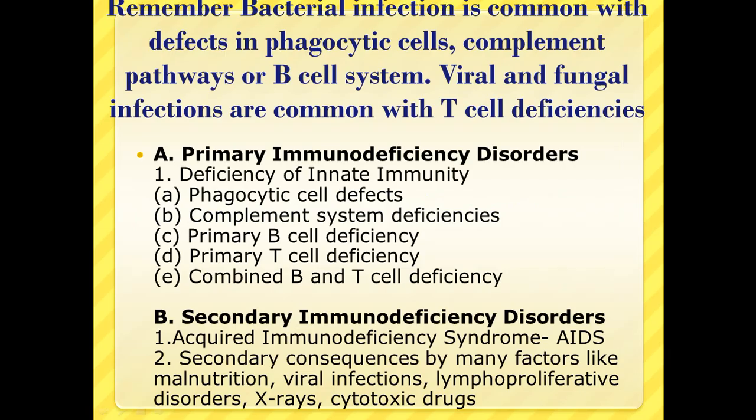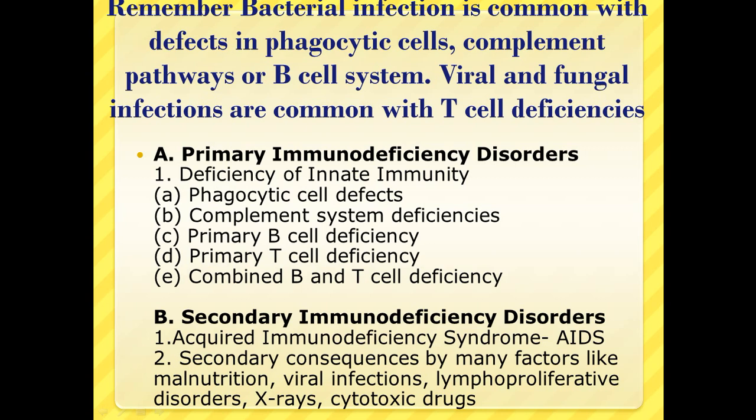If you need a little bit of a review slide, kind of an overview, when you look at the bacterial infections, it's common with phagocytic cells, complement pathways, and B-cell systems. The virus and fungal infections are more common with T-cell deficiencies. So if you look through the list here, the primary immunodeficiency disorders, you have things like phagocytic cells, complement cells, right? Those are the innate immunity.